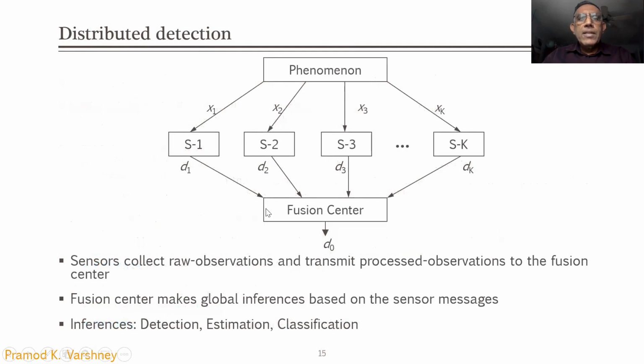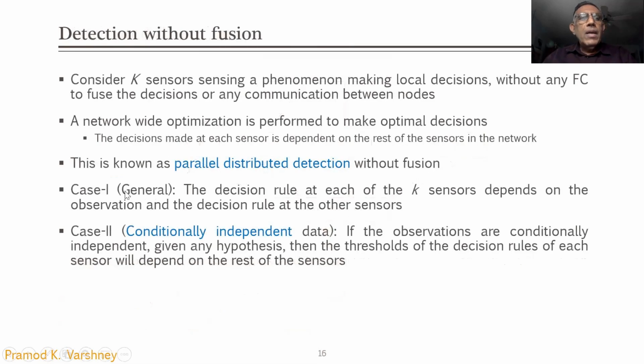So here is a picture. This is known as the parallel topology. There is a phenomenon, and a number of sensors are collecting observations. They send some information, processed information, to a fusion center, and it makes the final decision. And we could be doing detection, estimation, etc.